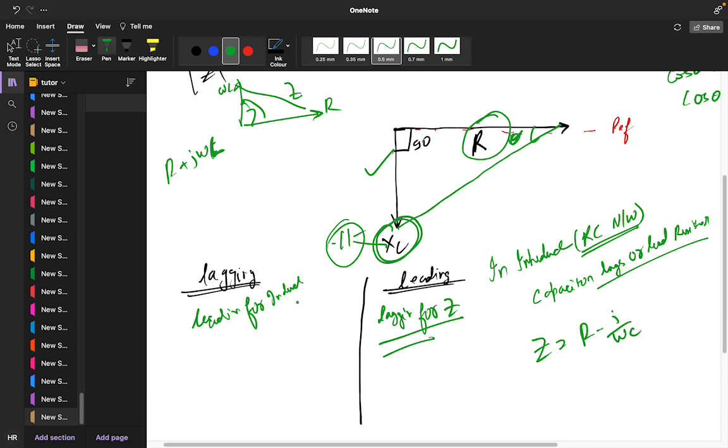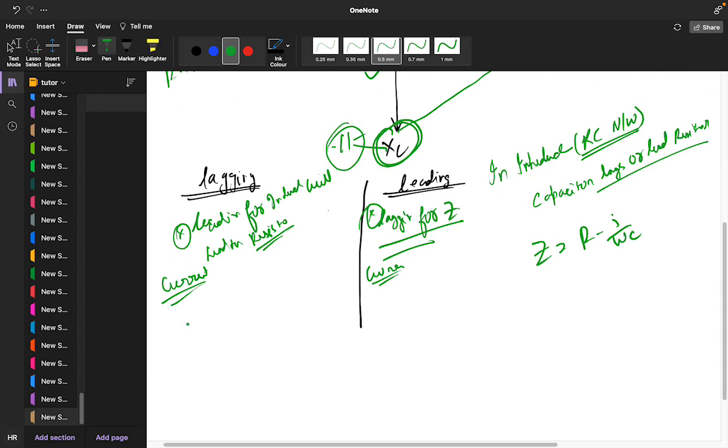Leading for what? It means your inductor will lead the resistor in the impedance triangle. Okay, so these things. But with respect to current, if we go for current, the opposite thing will happen. So in a current parameter, what will happen?